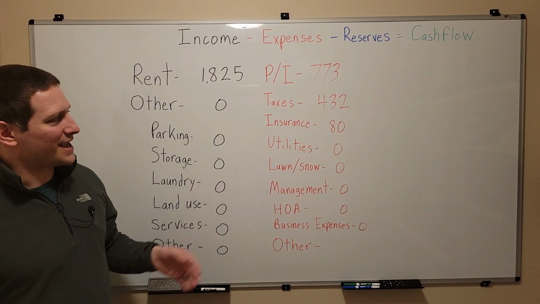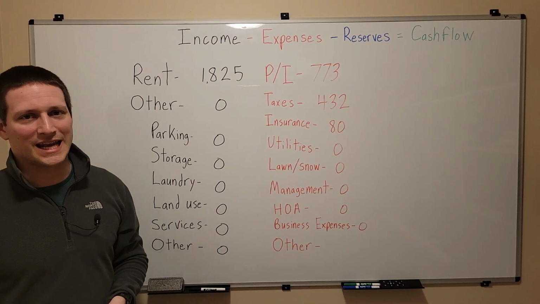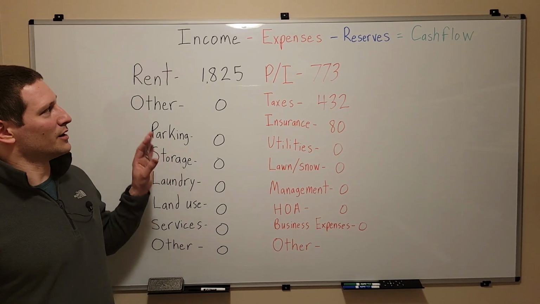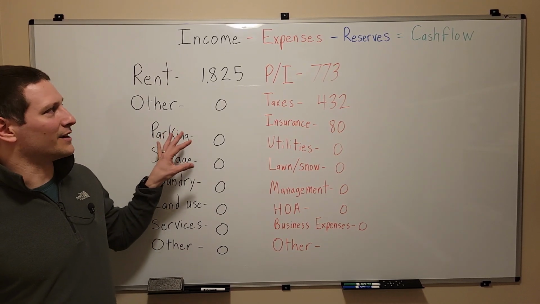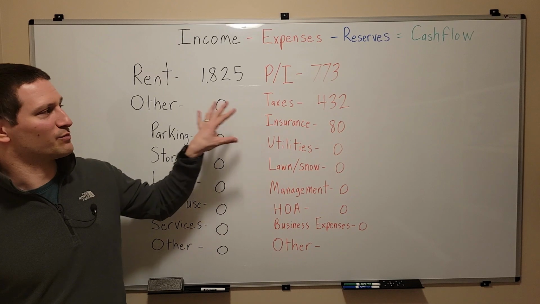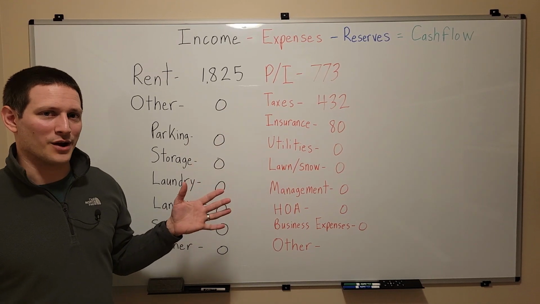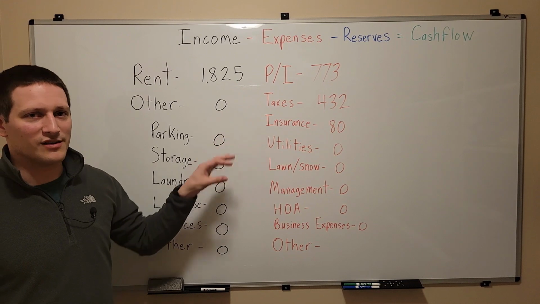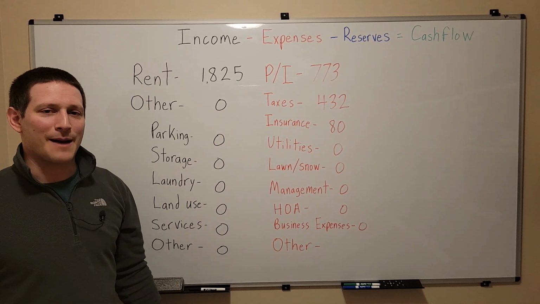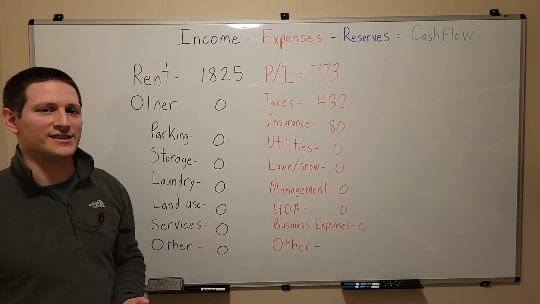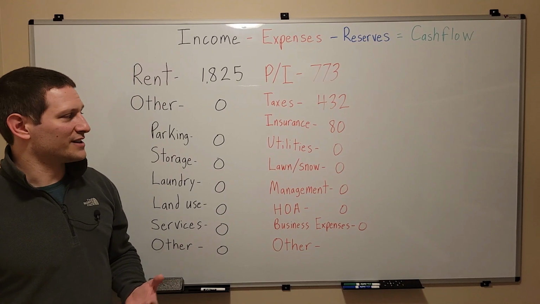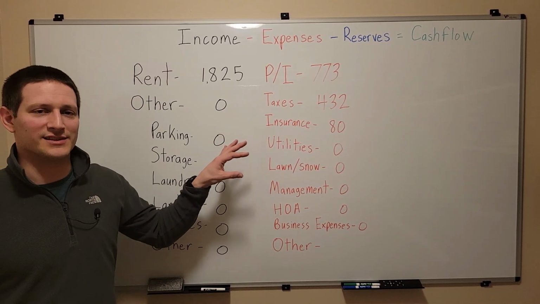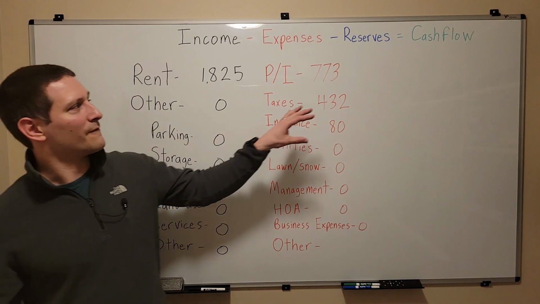So I believe this adds up, if I'm not mistaken, to $1,285, which means that your income is going to be $540 more than your expenses for this property. So seems pretty good right now, right? The only thing is we didn't account for here any maintenance or repairs of anything that breaks or any capital expenditures like a roof, a furnace, a hot water heater. So those are things that you can't nicely predict for because they don't come up every month. So we account for them as reserves.